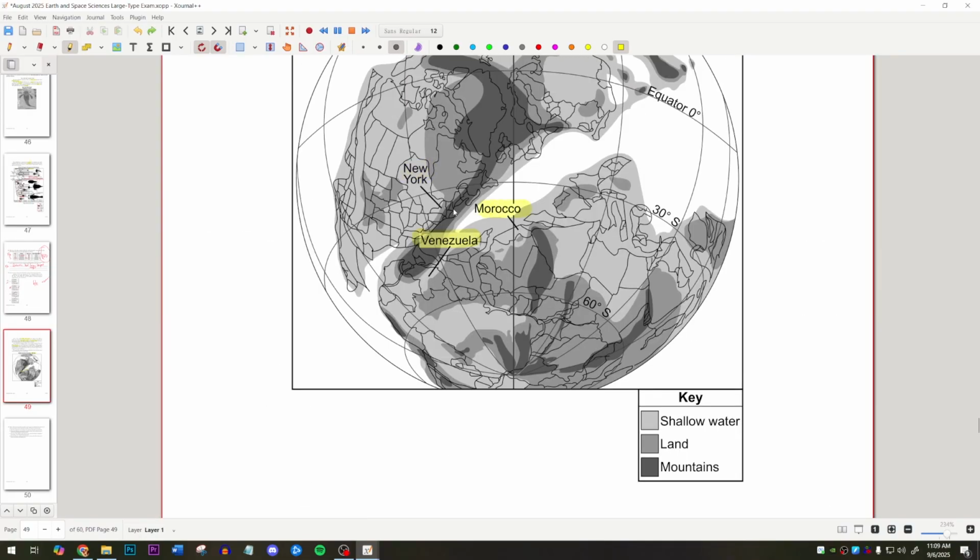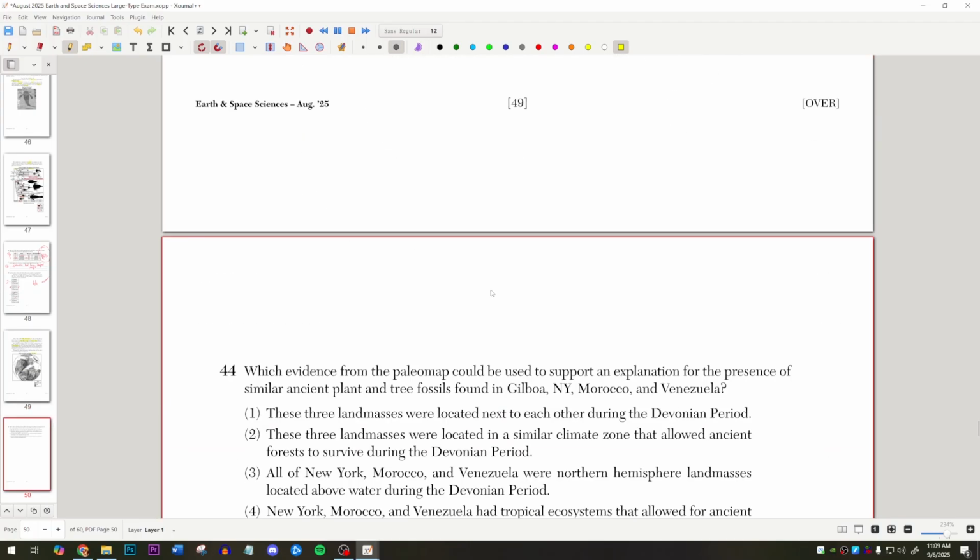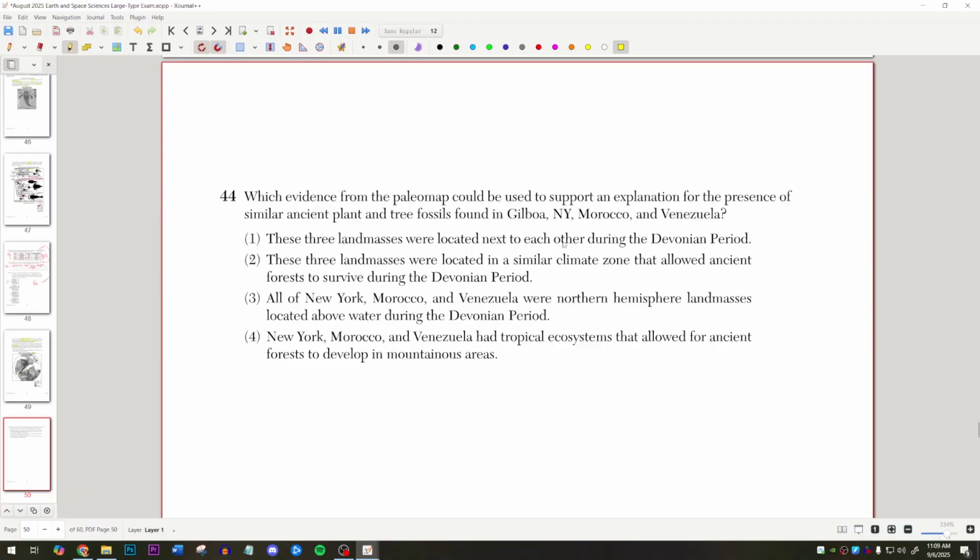We don't need to highlight that. So I shouldn't have highlighted the names. I'm going to highlight the actual place. This is Venezuela, Morocco, and New York. That's where the line's pointing to. So there they are. These land masses were located next to each other. Yes. These were located in a similar climate zone.